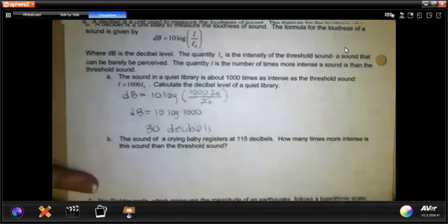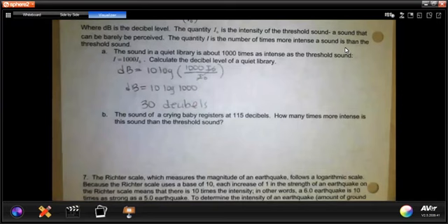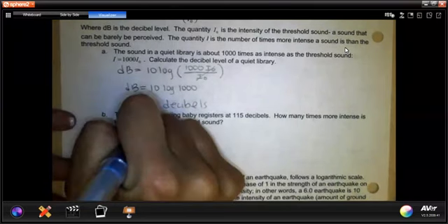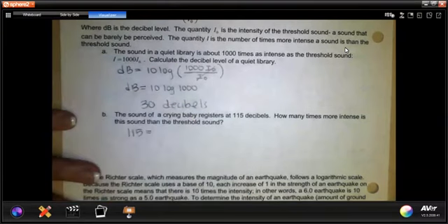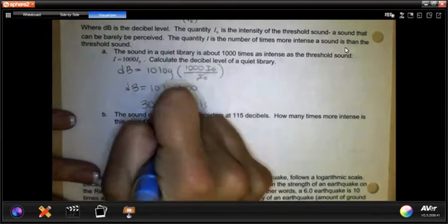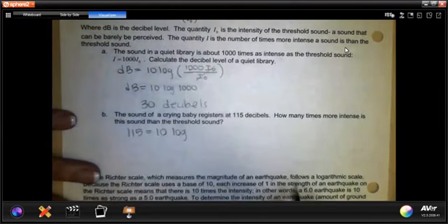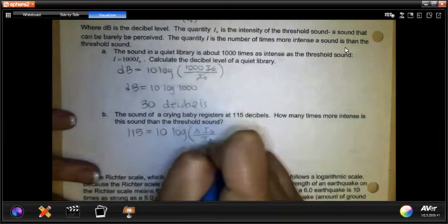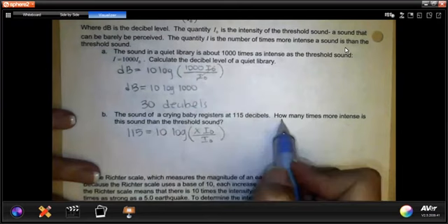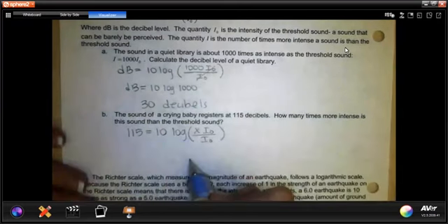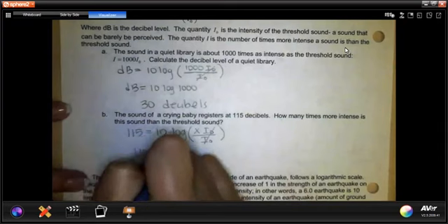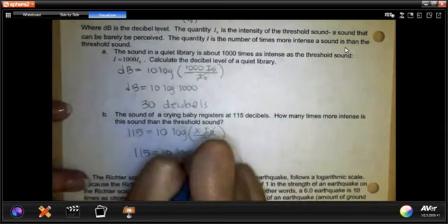Part B says the sound of a crying baby registers at 115 decibels. How many times more intense is the sound than the threshold sound? In this case, they're giving us the decibels, so I'm going to plug that in for the left side of the equation, the dB. Then I get 10 times the log, and I'm looking for how many times, so that's x times I naught over I naught, because it says how many times more intense. So how many times the intensity of the initial one. This cancels, and so we get 115 equals 10 times the log of x.